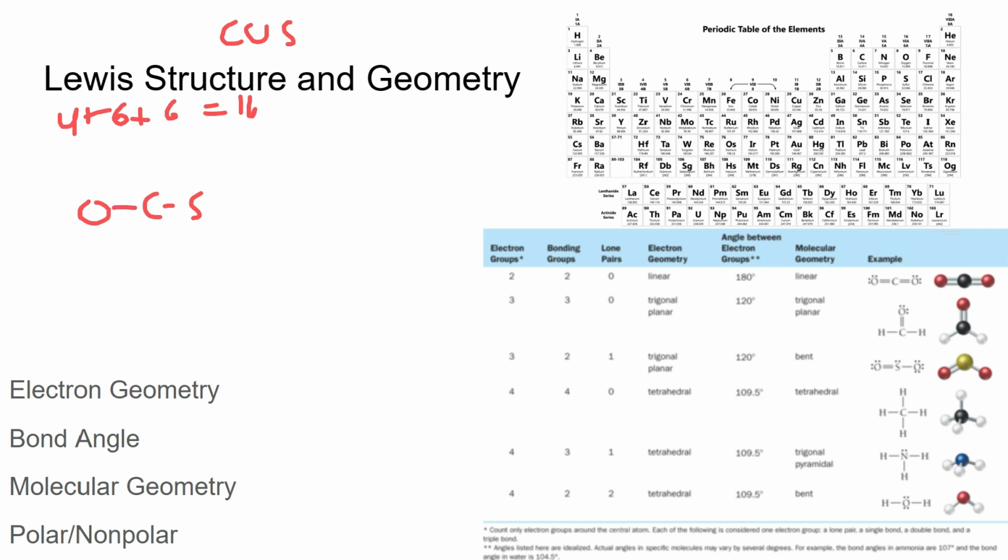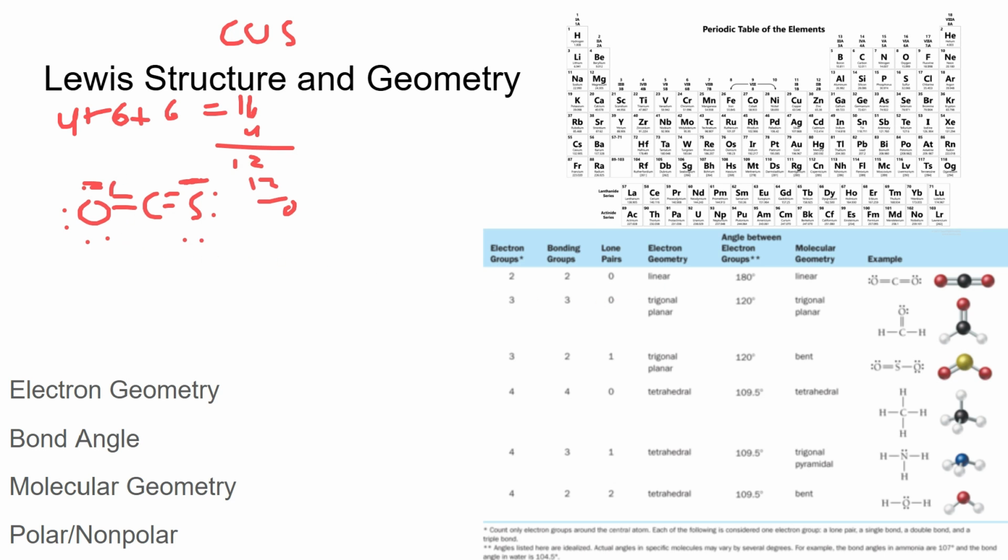Let's bond them, which would be 2 each, 4 total, so we subtract 4 from here, which gives us 12. And we'll fill the outer rings of these outer ones, which would be 2, 4, 6, 12, which gets you down to 0. And because carbon isn't full yet, we have to double bond these and get rid of these. So now we have our Lewis structure, so we can go to our geometry.